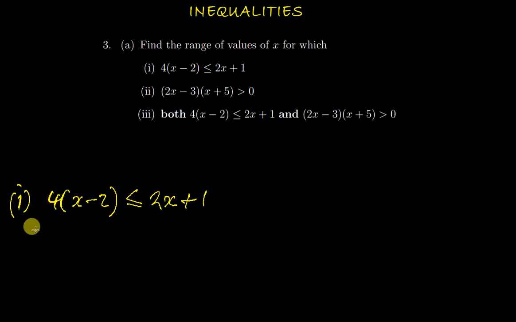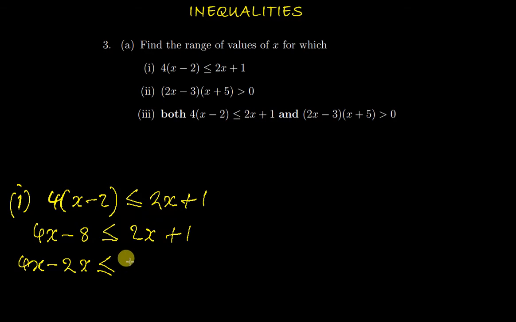4 times x will give us 4x. 4 times negative 2 gives us negative 8. Then we have less or equal to 2x plus 1. So we take this to the other side of the equal sign. In other words, we pair the like terms. So we have 4x minus 2x. When this 2x crosses the equal sign, it becomes negative 2x.